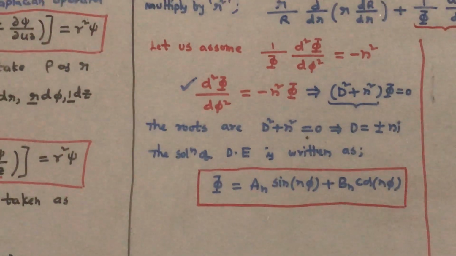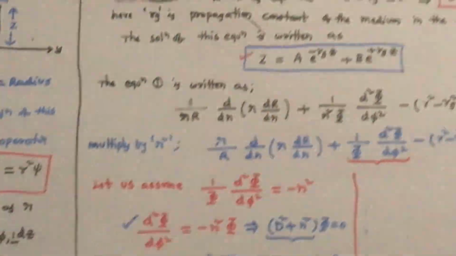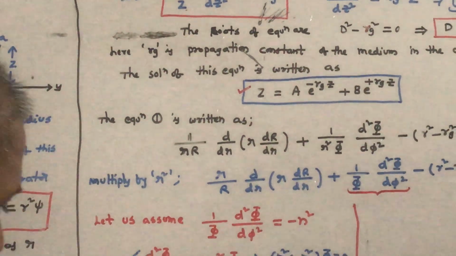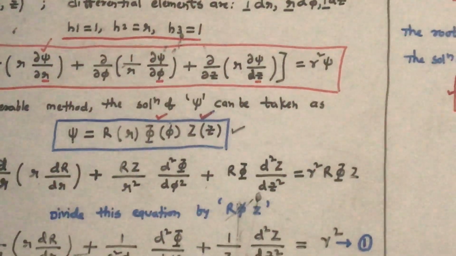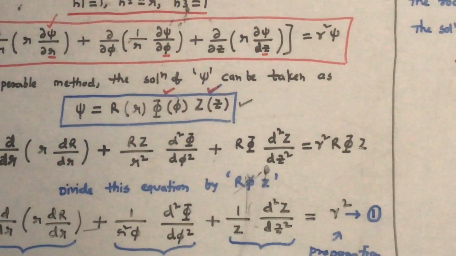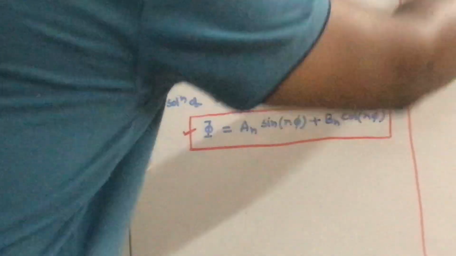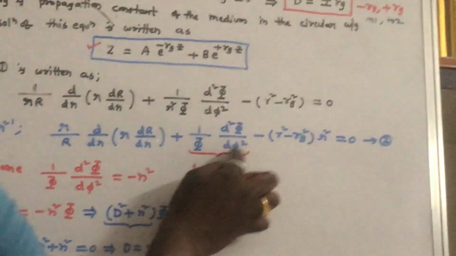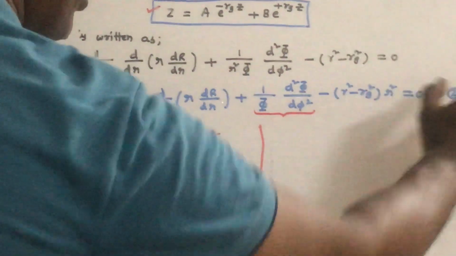So here you can see that we have got Z of z. So what is the Z of z solution? This one is the Z of z solution. Now we have got phi of phi solution. So therefore substitute this in this equation 2. What is this term we have assumed? Minus n square. Substitute minus n square in equation 2.